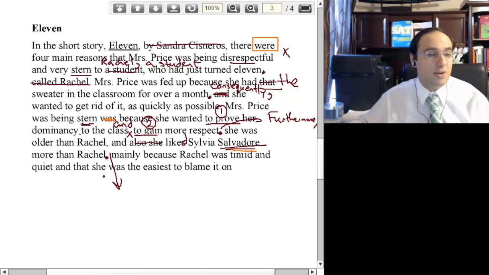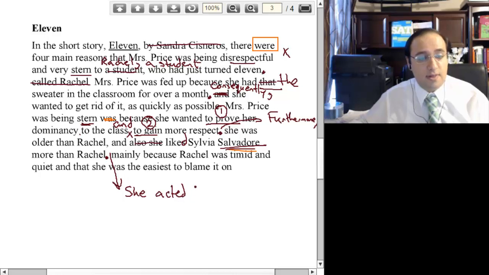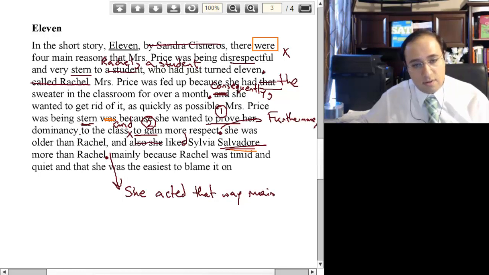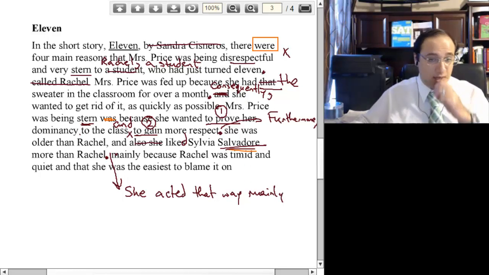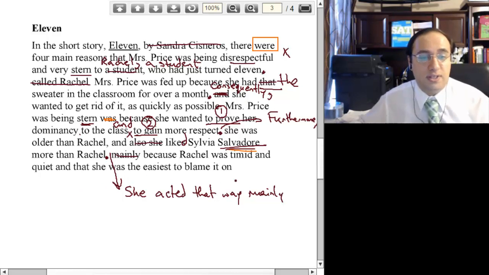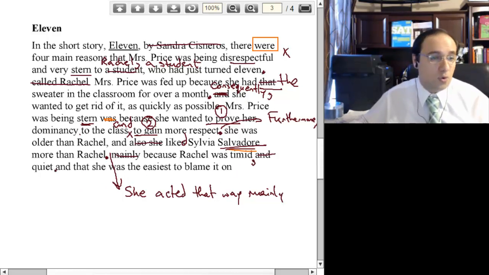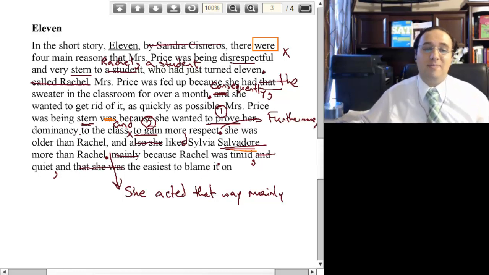Mainly because Rachel was timid and quiet and she was the easiest to blame it on. So you could say perhaps she acted that way mainly because Rachel was timid and quiet and that she was the easiest to blame it on. So Rachel was timid, comma, quiet, comma, and the easiest to blame it on.